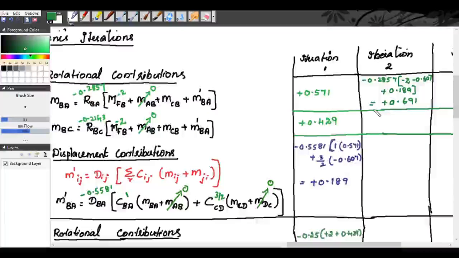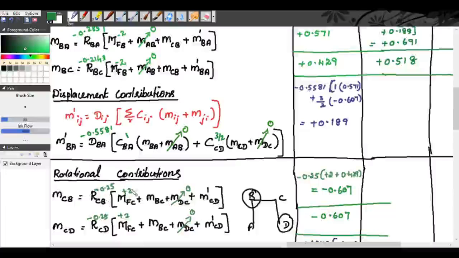Now, iteration 2 for MBC. Similarly, we see same values for MCB and M dash of BA. MCB is minus 0.607, M dash of BA is plus 0.189. So, we get the value for MBC as plus 0.518.